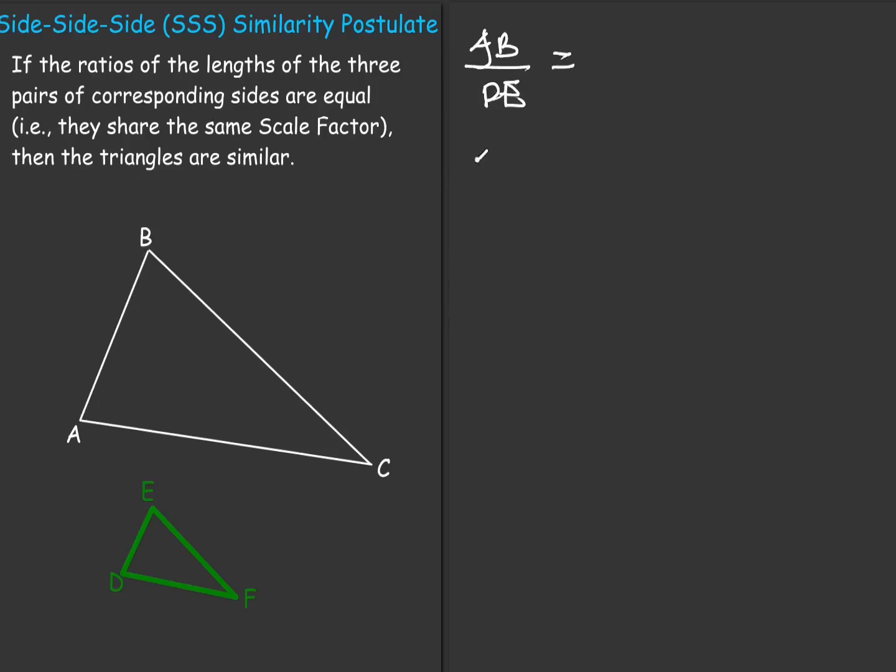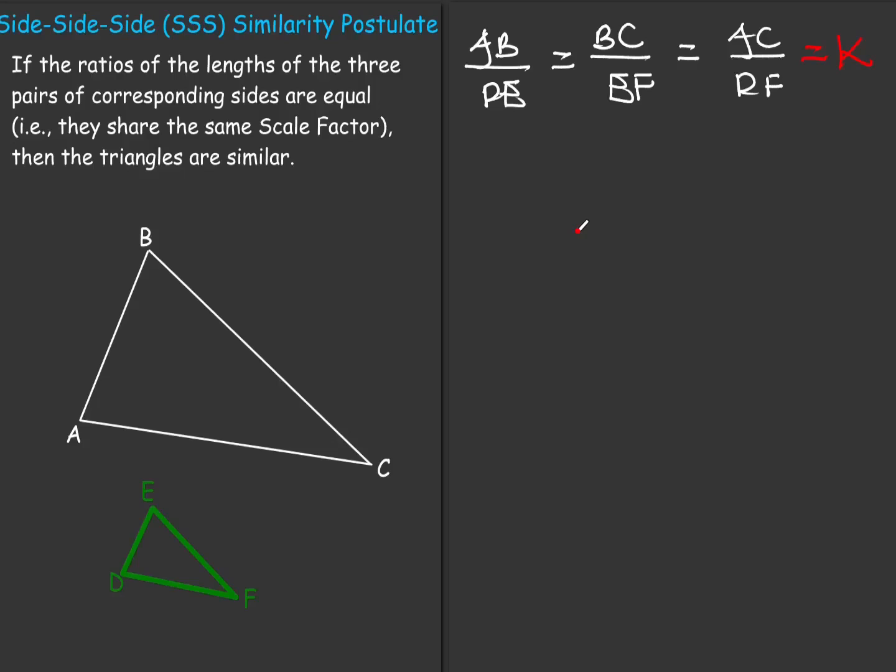So if it is equal to, I take BC over the corresponding side, EF. And I'm also going to take AC over DF. If all of this is worked out and we are getting a common answer, which we call the scale factor, then it simply means the triangles are similar. That is all this postulate is saying.